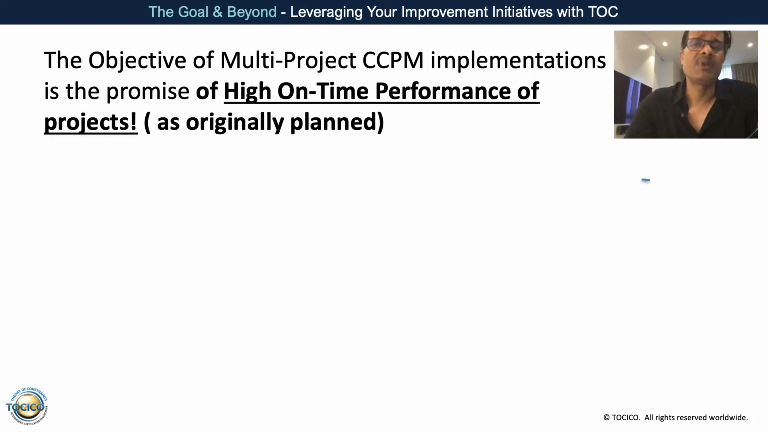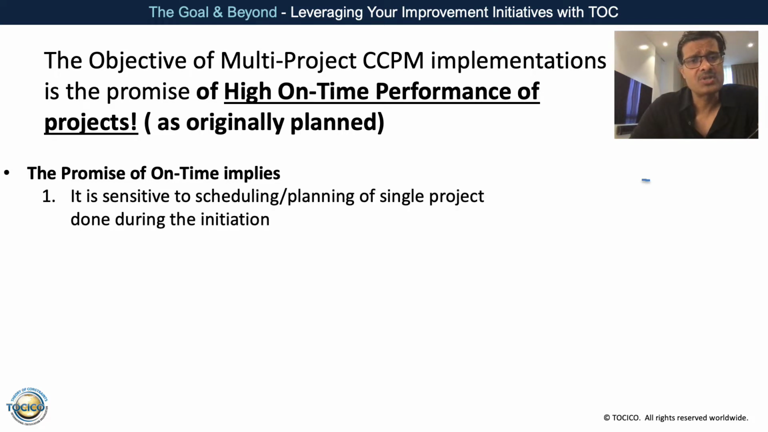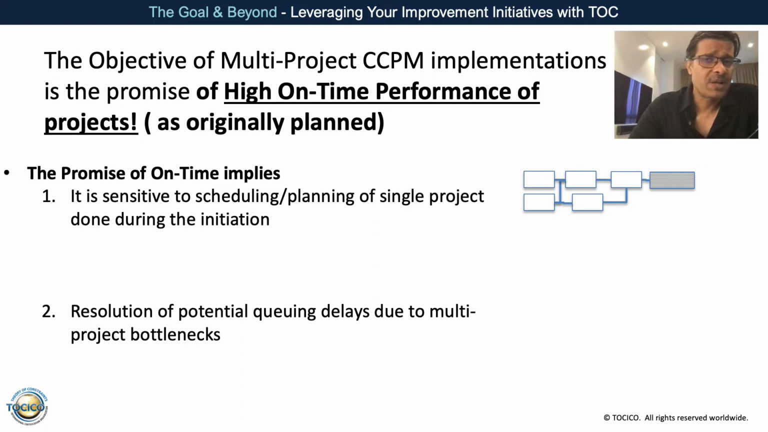It promises a very high level of due date adherence, reliability around the due date. Now, what does this imply? When you promise a due date, it implies that the solution is very sensitive to the initial planning and the scheduling that you are doing. So it becomes very critical that the initial planning and scheduling has to be as close to reality as possible. It should not be way off the mark. Number two, just making a single project plan is not important, and the need is to ensure that all the queuing delays are accounted for while setting the due dates.